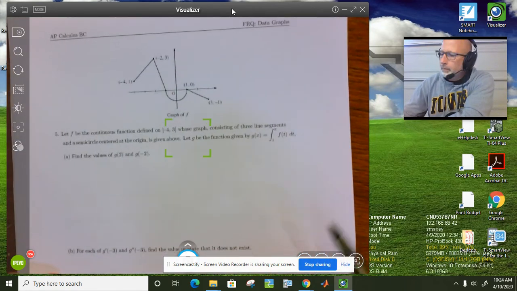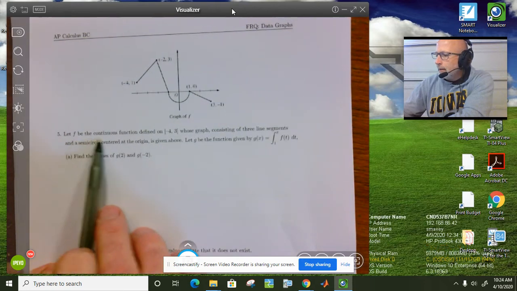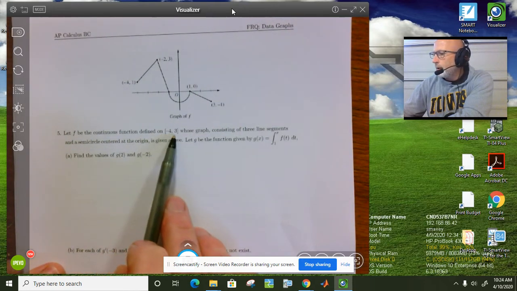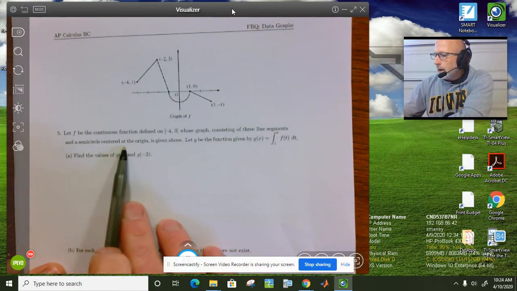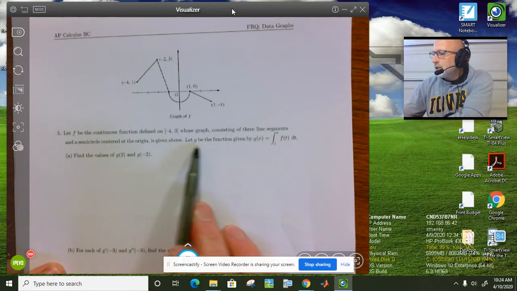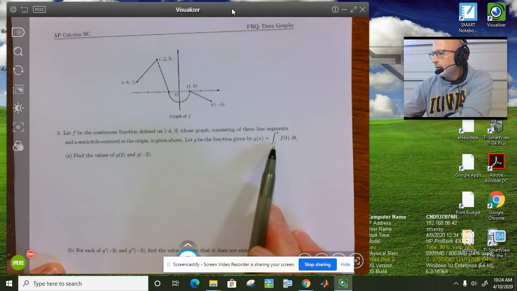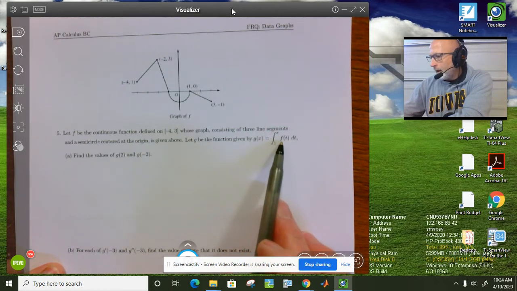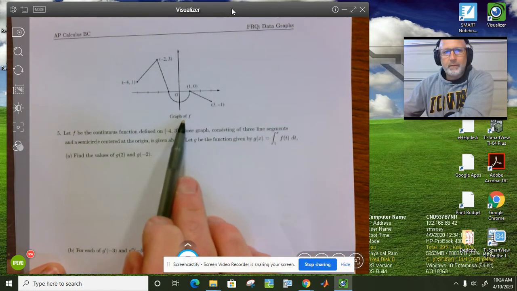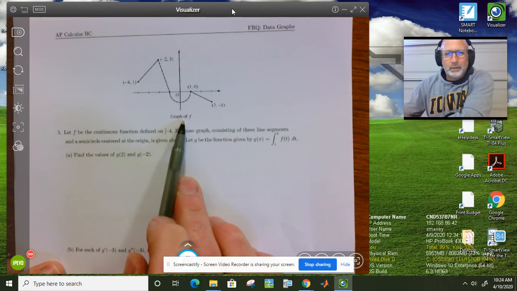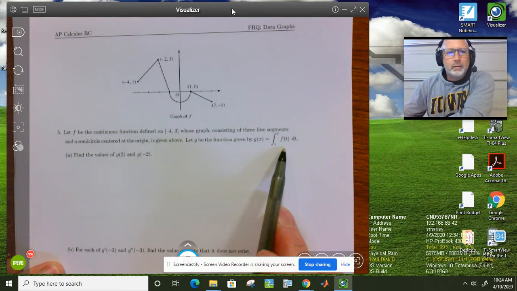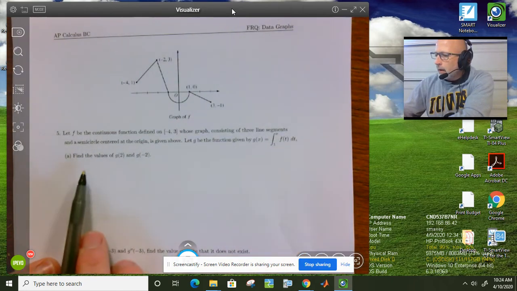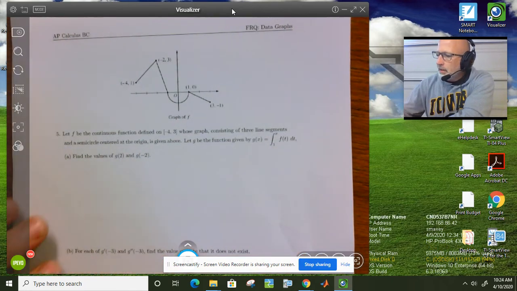So we have this graph here. This is: let f be a continuous function defined on -4 to 3, whose graph, consisting of 3 line segments and a semicircle at the origin, is given above. Let g be the function given by g of x equals the integral from 1 to x of f of t dt. This is the graph of f. Right away, you know we're going to use the second fundamental theorem of calculus. Almost certainly, we're going to be taking the derivative of this, okay? So anyway, find the values of g of 2 and g of -2.